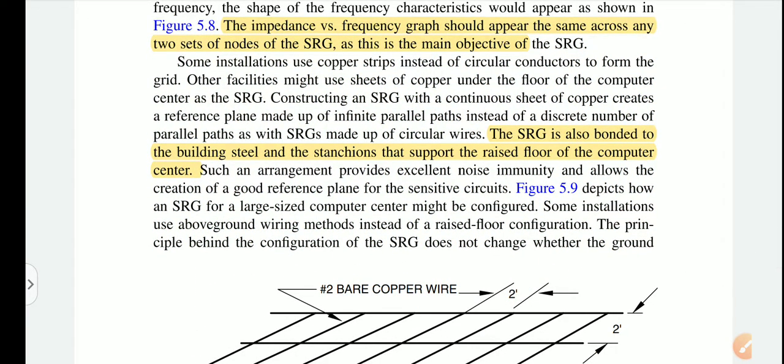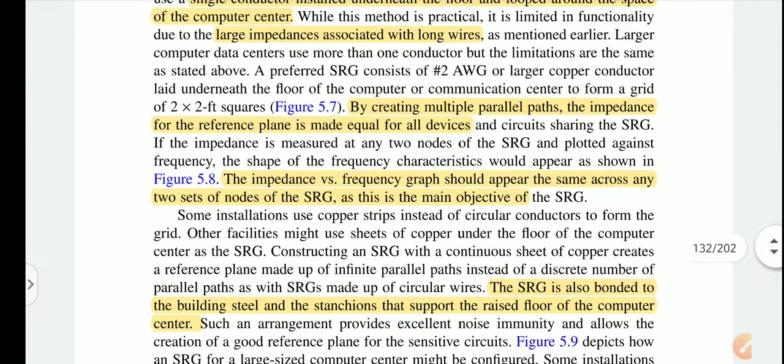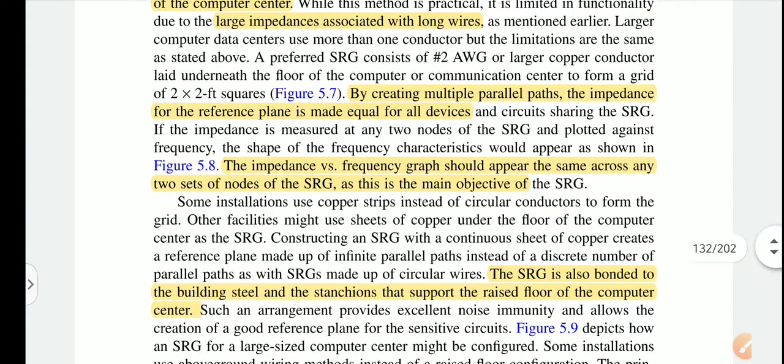So let's see what is happening in this. A preferred SRG consists of two large conductors laid underground. By creating multiple parallel paths, the impedance of the reference plane is made equal for all devices. See, here the parallel paths are multiple.